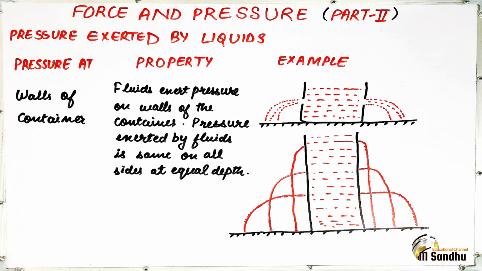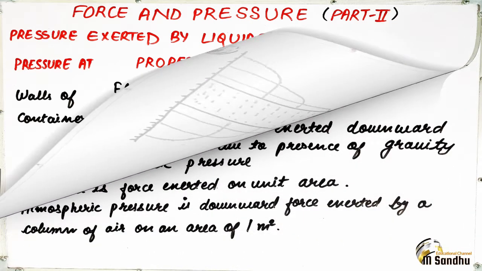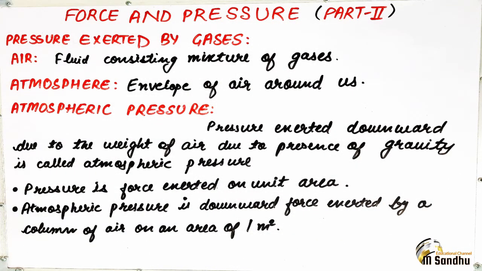Now, as we have discussed earlier, pressure is exerted by both liquids as well as gases. We have discussed liquids earlier, and now we are going to discuss the pressure exerted by gases. Firstly, we would discuss what air is. Air is also a fluid, and it consists of a mixture of many gases like carbon, nitrogen, hydrogen, oxygen. This mixture of gases makes air. And when this mixture of gases makes an envelope of air around us, that is known as the atmosphere. So we can say the atmosphere is the envelope of air around us.